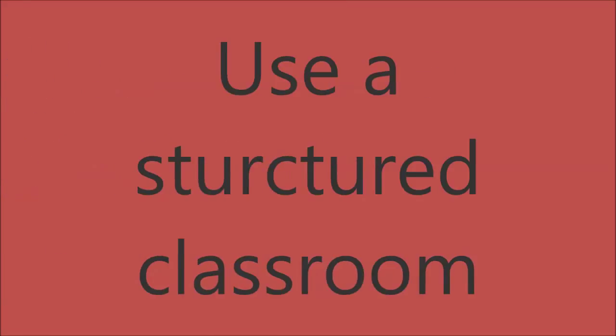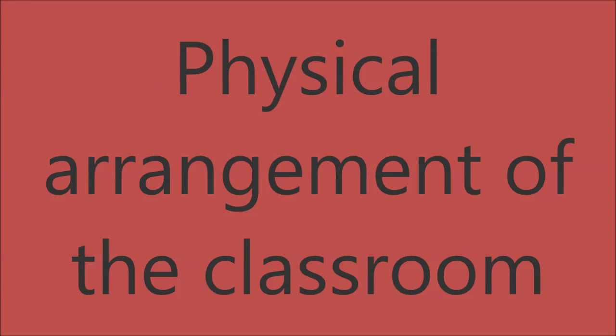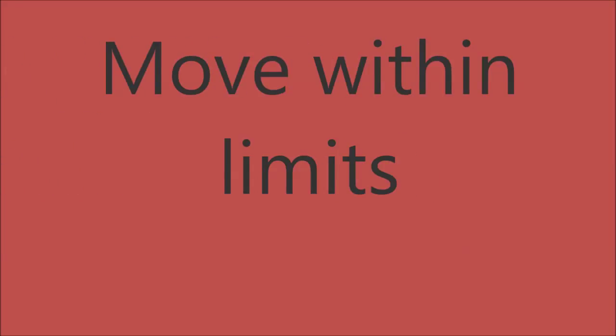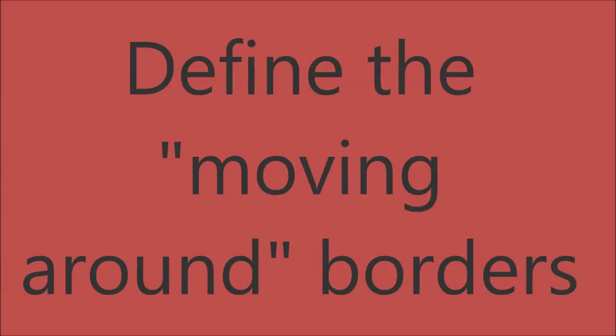Use a structured classroom. For example, physical arrangement of the classroom related to space, noise, lighting and temperature. Children can move but in their own limit or a personal space. Teachers can use a colored tape to define the moving around borders.